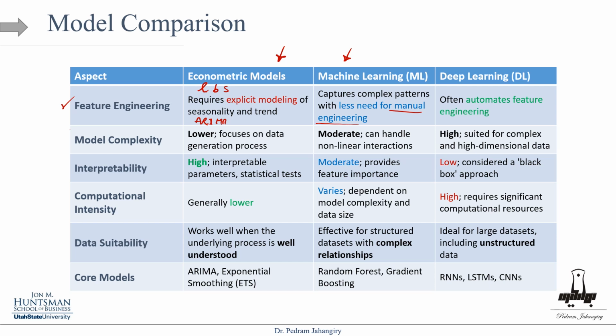Then for model complexity, the econometric models are simply less complex because we have functional forms. Remember the ETS and ARIMA, there was a specific functional form, and we were mainly focusing on the data generation process, right? So it's less complex compared to machine learning.